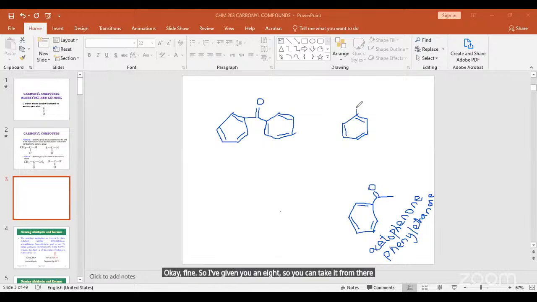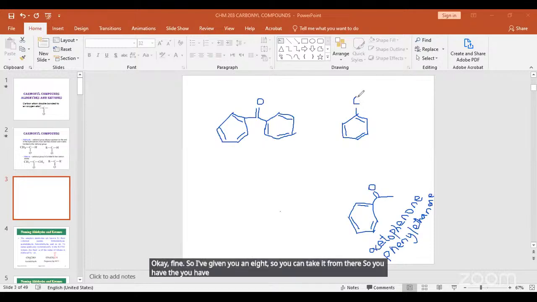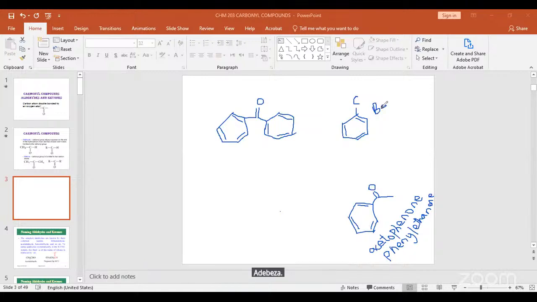So you have, and that's the benzyl. So the name of this compound will be what? I don't have much time, and that will be benzyl phenol. Benzo... Look at what we did the other time. Benzophenone.